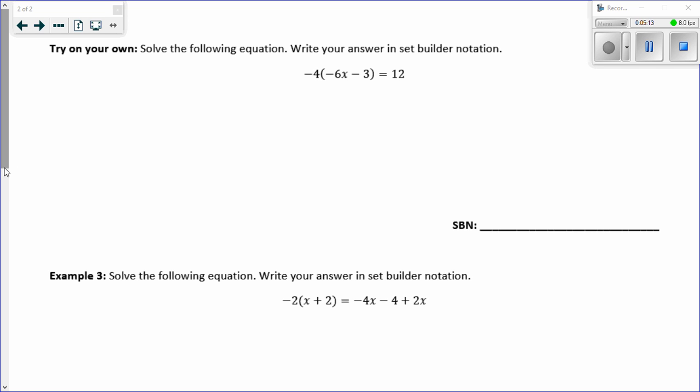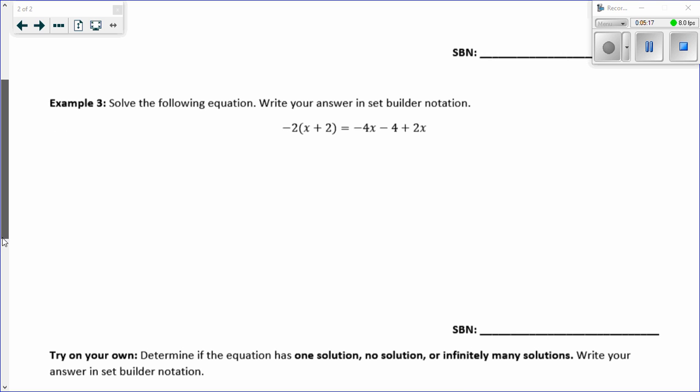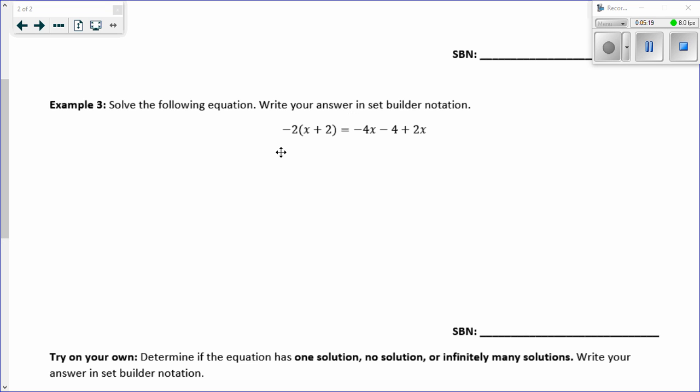In example 3, we're going to solve the following equation and write our answers in set builder notation. So first I want to look to see if there's anything to distribute, and there is. I can distribute this -2. So that comes out to be -2x minus 4 equals -4x minus 4 plus 2x.